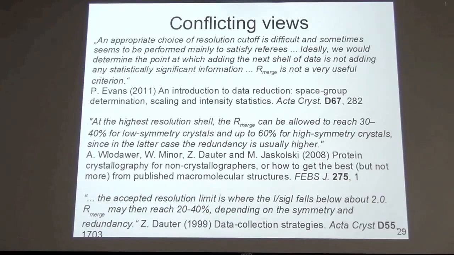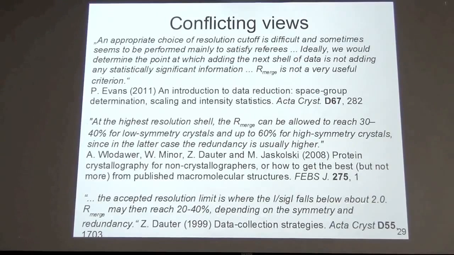Others have said R merge is useful for making the cutoff. If you read this, they propose 30 to 40% or 60%, but they also mention redundancy, which is multiplicity, the same thing. So the things are connected, R merge and multiplicity should both be taken into account in some way, but it's poorly specified in some cases. There's also I over sigma, this rule of thumb, who has below 2, this should be the cutoff. Yeah, but this is very different from what it says in the next sentence. R merge may then reach 20 to 40%.